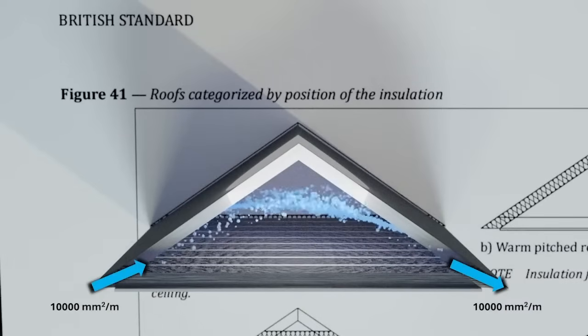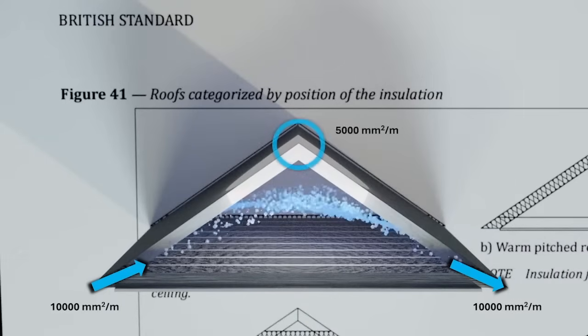With an impermeable HR underlay, cold roofs like the one shown between 15 and 75 degrees will require 10,000 millimetres squared of opening per metre length at the eaves, and an additional 5,000 millimetres squared per metre at the ridge if the roof span exceeds 10 metres, the pitch is over 35 degrees or the roof is a monopitch. Below 15 degrees, 25,000 millimetres squared per metre is required at the eaves.